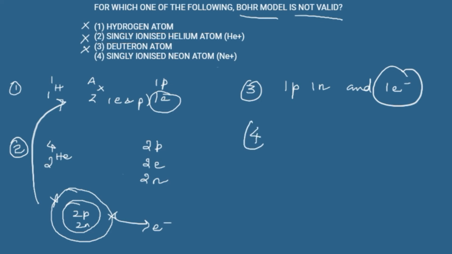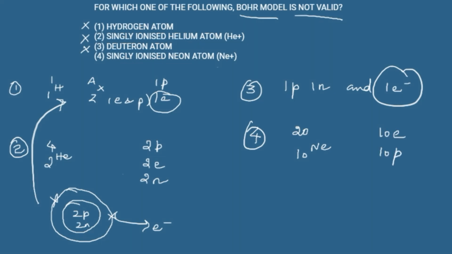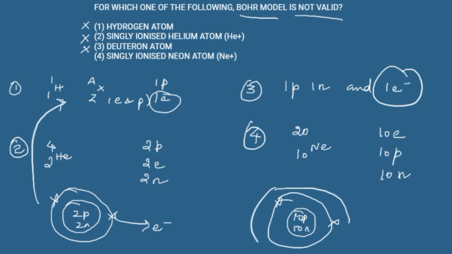If you go to option number 4, it is the neon atom. It is represented by 10Ne20. So it contains 10 electrons, 10 protons, and 10 neutrons. In terms of a diagram, we have 10 protons and 10 neutrons inside, surrounded by the 10 electrons in the shells.